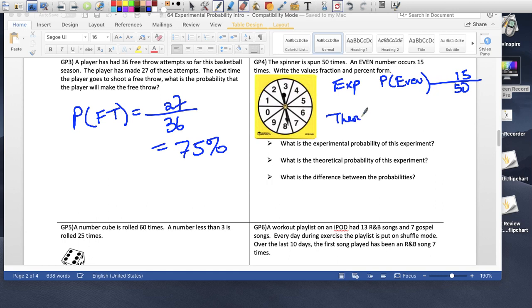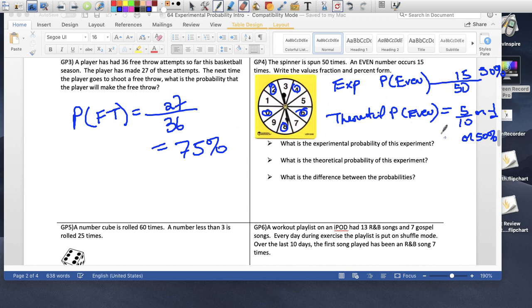Well, in theory, before you do the experiment, if I were to ask you what's the probability of landing on an even number, you would say there are 1, 2, 3, 4, 5 even numbers out of 10. So the theoretical probability of landing on even is 5 out of 10, or 1 out of 2, or 50%. Right? 15 divided by 50 equals, and then in our experiment, how many times did we land on even? 30%. So you can already see that in the experiment, you got a little bit less than expected.